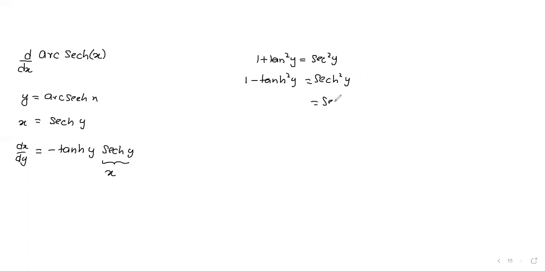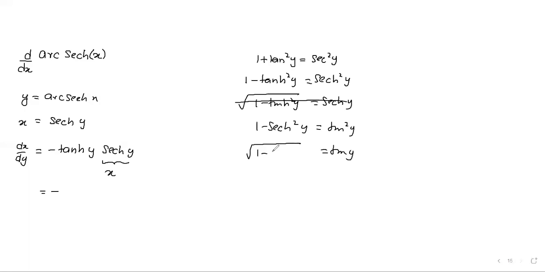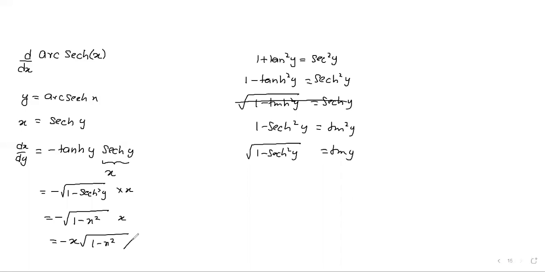So instead of sech y, I can write square root of 1 minus tan squared y. Then instead of this tan y, I can write 1 minus sech squared y is tan squared y. Therefore tan y becomes square root of 1 minus sech squared y. I can write 1 minus sech squared y into x. It turns out to be minus the square root of 1 minus sech squared y is 1 minus x squared into x. So your final answer is minus x square root of 1 minus x squared is the final fact of it.